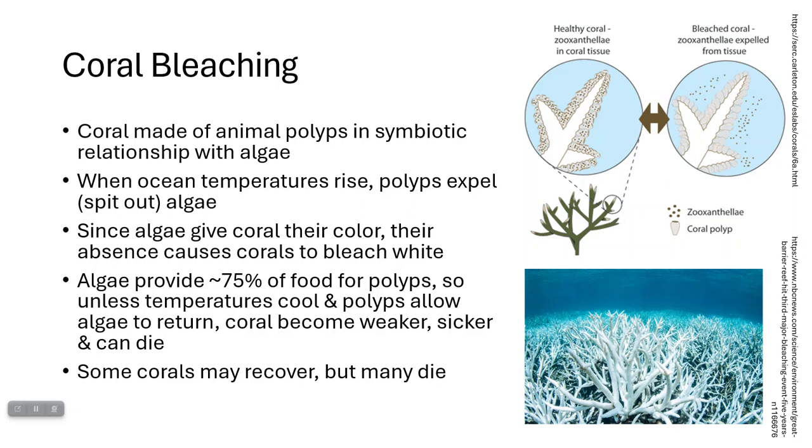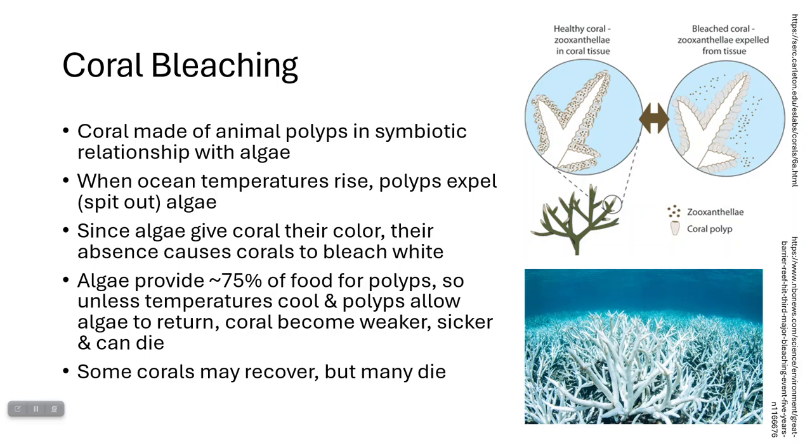But when ocean temperatures rise, those algae start basically having some physical malfunctions that cause some toxic release. So the coral polyps spit out or expel those algae. Those algae are no longer within the coral polyps, so all the food that the coral were getting from them, they're not getting anymore. So that makes the coral more sickly, it makes them weaker, it makes them more likely to get sick and die. And unless temperatures cool and polyps allow those algae to return, then you're going to have coral bleaching.